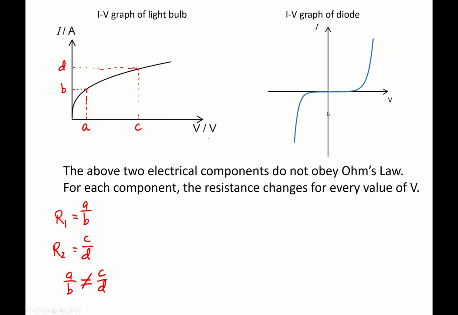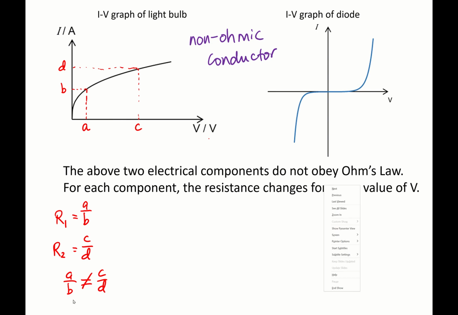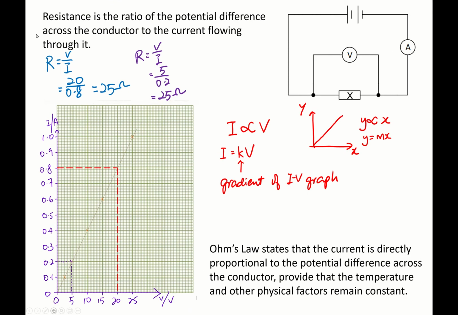But for these two components that do not obey Ohm's law, their resistance value changes for every value of V. So for these two conductors, we call them non-ohmic conductors. And for the ones that obey Ohm's law, we call them ohmic conductors.